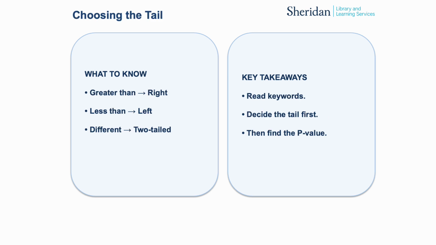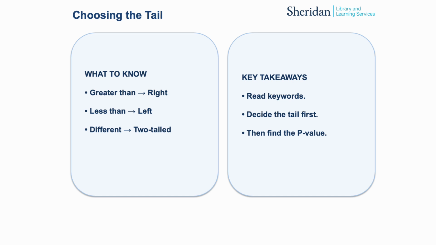One of the easiest ways to lose marks on a hypothesis testing question is choosing the wrong tail. The good news is that this decision is actually very straightforward if you pay attention to the wording of the question. Instead of looking at the numbers first, start by reading the claim carefully. Certain keywords immediately tell you which type of test to use. If the claim says greater than, you'll use a right-tailed test. Think about it visually. If we're looking for values that are greater than expected, the unusual observations will appear on the right side of the distribution.